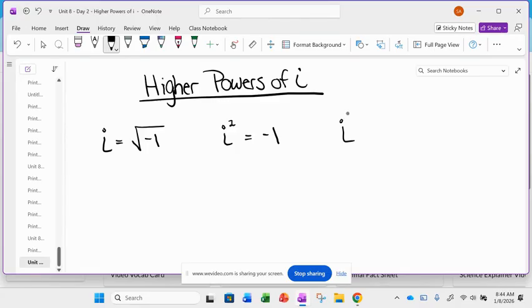Now let's talk about i to the third power. Well, if i is the square root of negative 1, i to the third power is the square root of negative 1 times the square root of negative 1 times the square root of negative 1. Do we agree? Well, square root of negative 1 times the square root of negative 1 is just negative 1. Root negative 1. Well, don't we know that the square root of negative 1 is i? So i to the third power is just negative i.